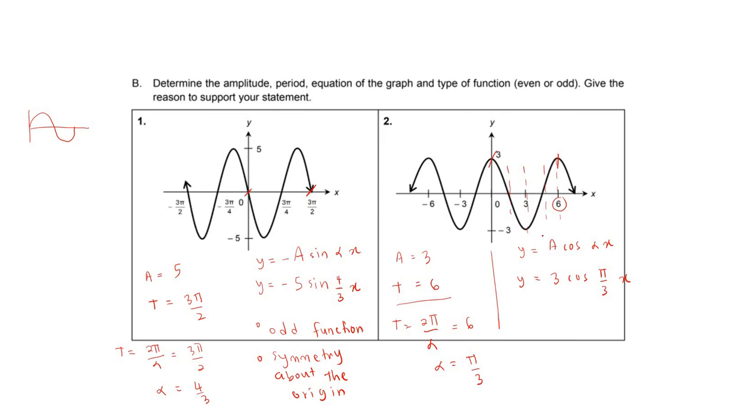Okay. Since this is a cos graph, so the graph is even function. Even function because symmetry about the y-axis.